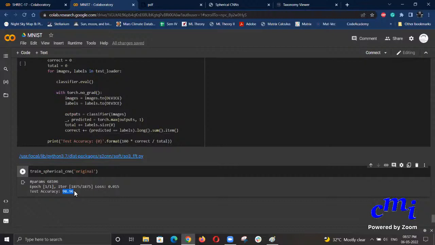So this MNIST already comes with the 40,000, 10,000, 10,000 split. So we are using 40,000 images for the training, and the rest, 10,000 images each, for validation and testing. So that is the default split that we have.